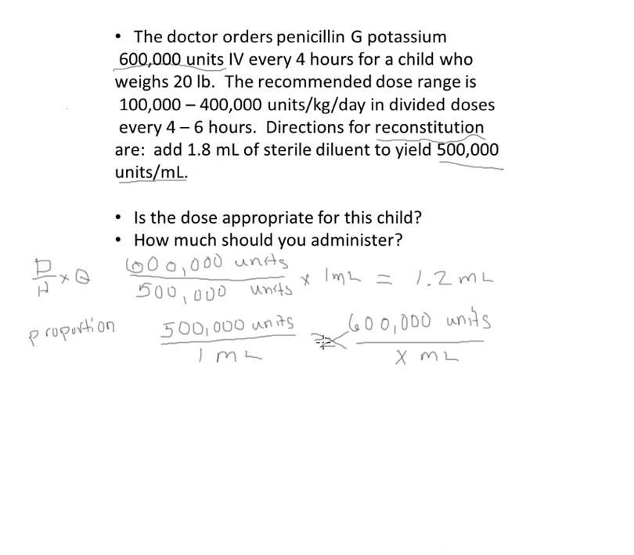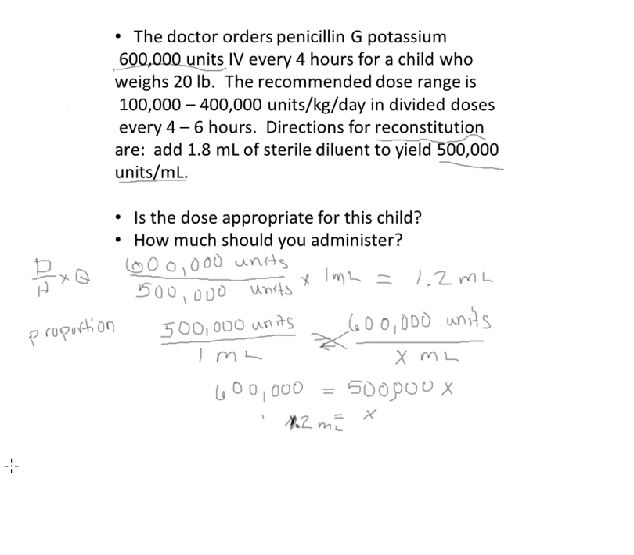We multiply on the two diagonals, and so we get 600,000 equals 500,000 X. Divide both sides by 500,000, and X equals 1.2 milliliters. Sorry, my one's a little sloppy there.